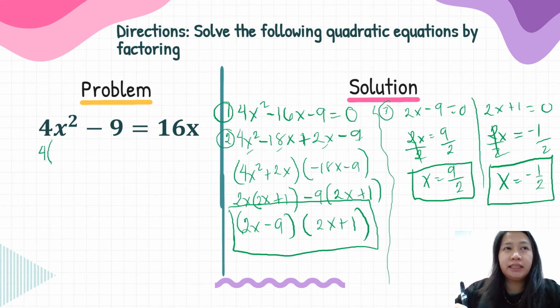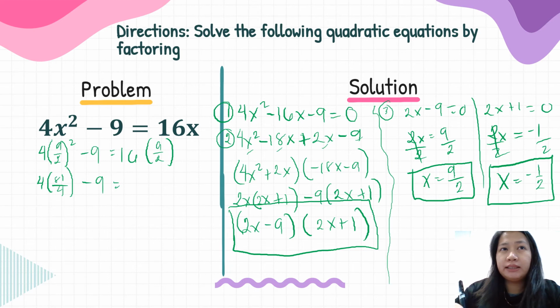So, 4 times 9 over 2 squared minus 9 equals 16 times 9 over 2. And then, squared. That's 81 over 4. Tama ba ako? And then, minus 9 equals, cancel. That will become 8. This one is 1. 8 times 9 ay 72. Tama ba? Yes, 72. And 81 minus 9 is 72. And 72 is equal to 72.